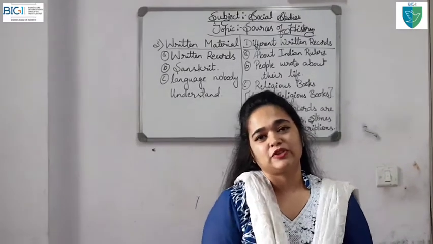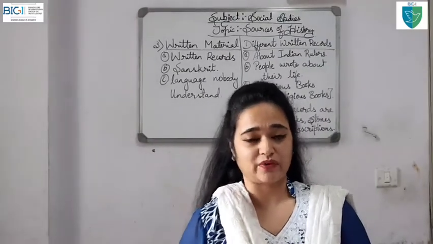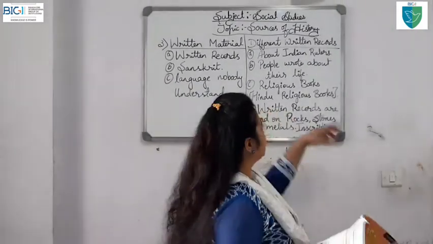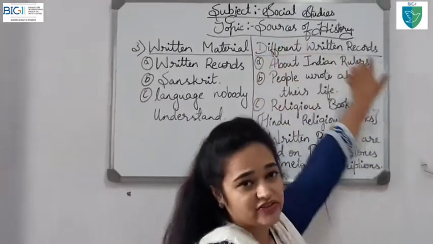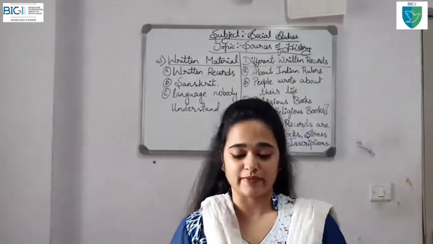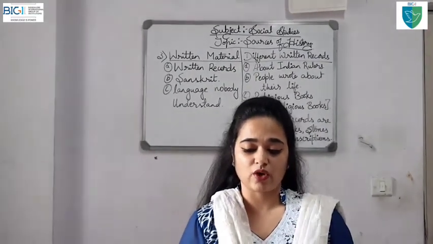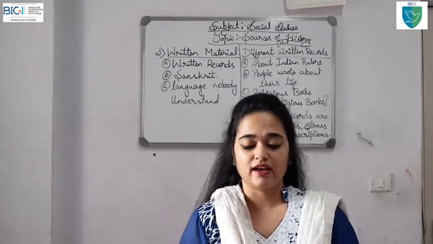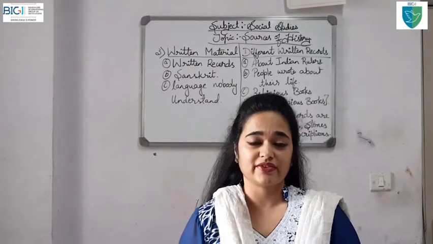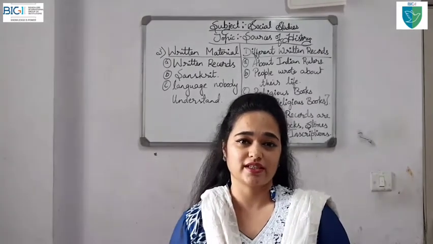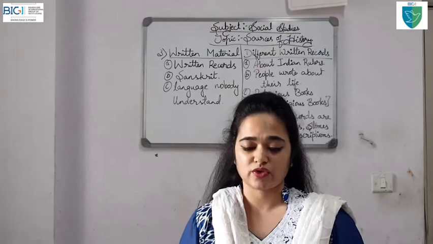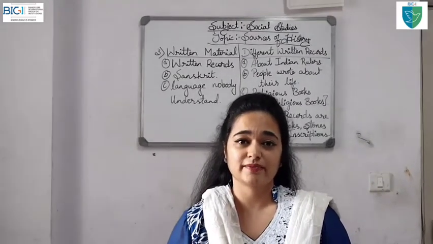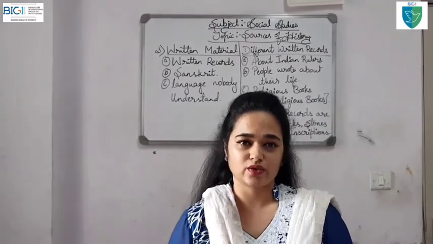So do you remember the topic we discussed in the last video about our second lesson? Sources of history. So we had discussed coins. The main sources of history are coins, artifacts and monuments. These were the two topics we discussed in the last video. And today it will be written material. Our third topic is written material and oral sources.